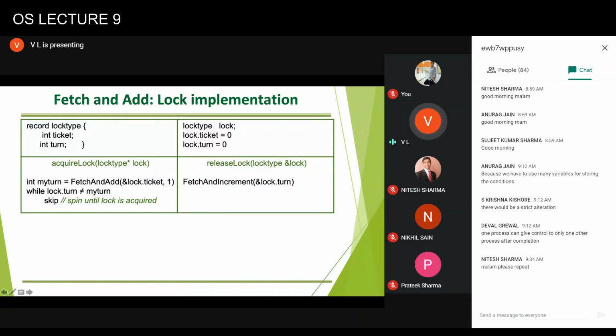So this can be used for n-process synchronization also. Once the process has completed its work, it increments the turn to 1 because the ticket had been set to 1. So another process, for which the turn was 1, will get the chance, and again it will set it to 2. The process which gets ticket number equal to 2 will get the chance, and so on. This is how fetch and add works.